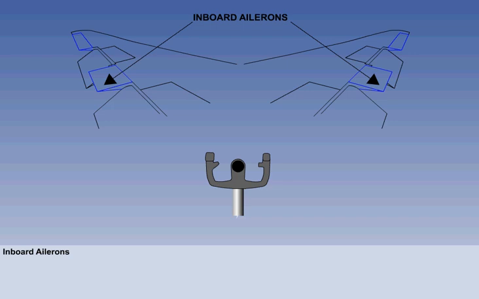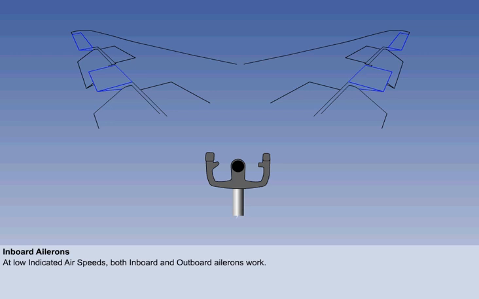Making the wing stiffer to increase the IAS at which high-speed aileron reversal occurs is not an option because it would increase the structural weight of the aircraft. Instead, another pair of ailerons is fitted further inboard on a stiffer part of the wing. These are called inboard ailerons. At low indicated airspeeds, you can see that both the inboard and outboard ailerons operate through their full angle of displacement when commanded from the flight deck. We can see that the aeroplane is flying slowly because the trailing edge flaps are down.